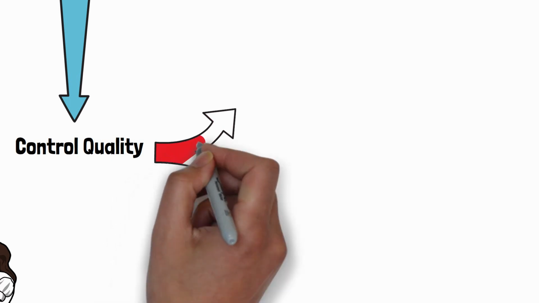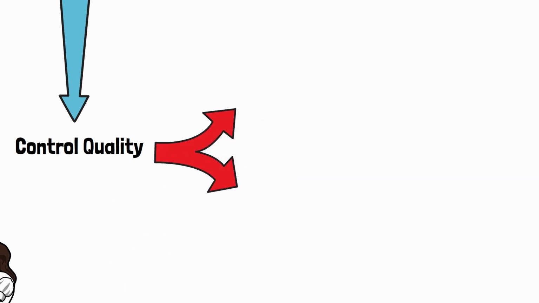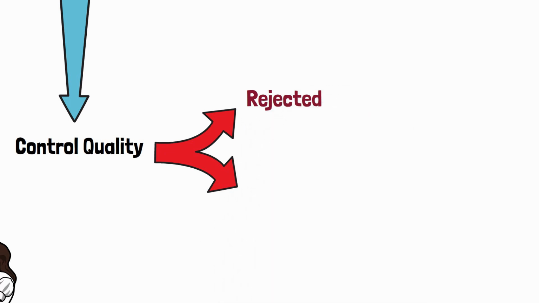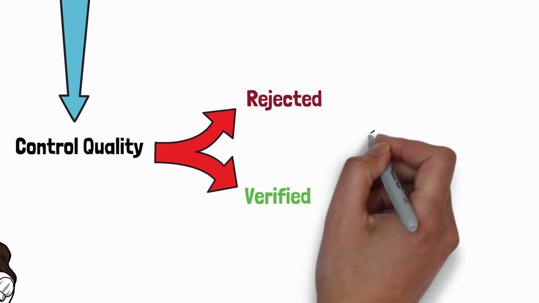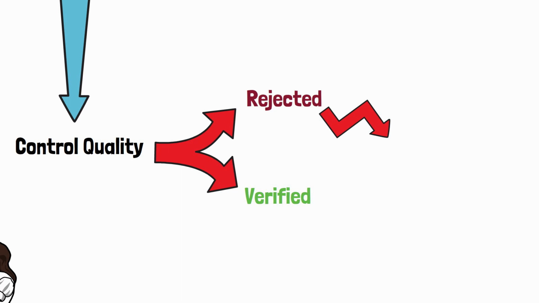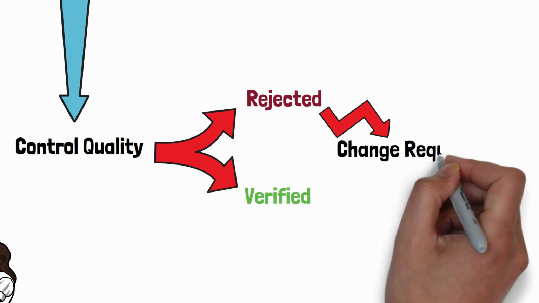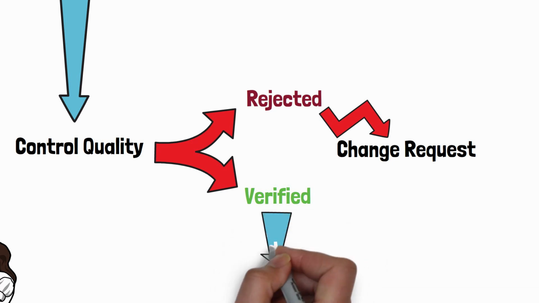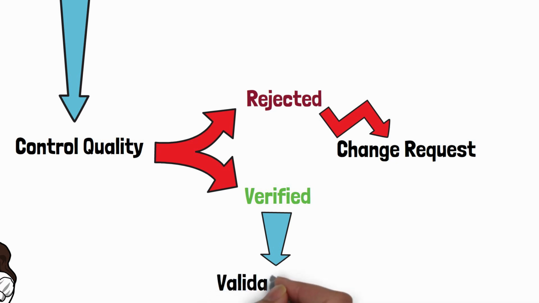Two things could happen. You do the control quality, and you can reject the deliverables if they do not meet the specifications. If they do, you can name it a verified deliverable. The rejected ones definitely need some changes, so you need to create a change request. The verified ones, now we can push forward to the next stage, which is validate scope.